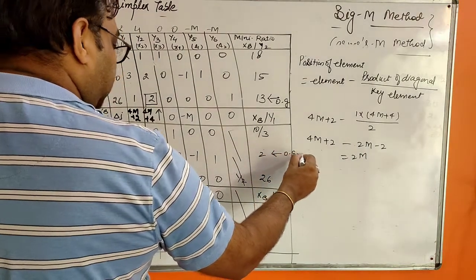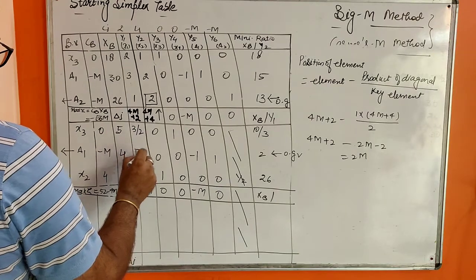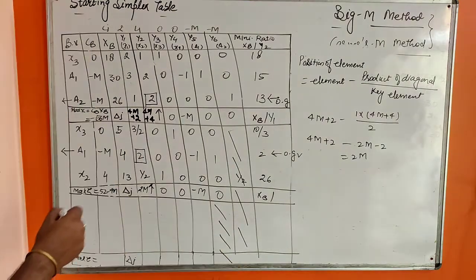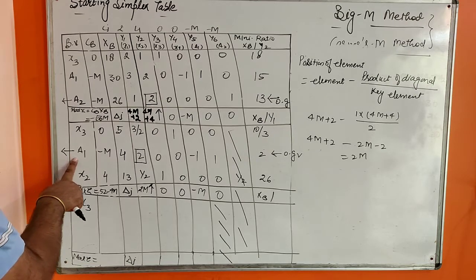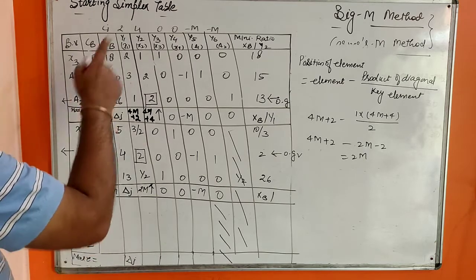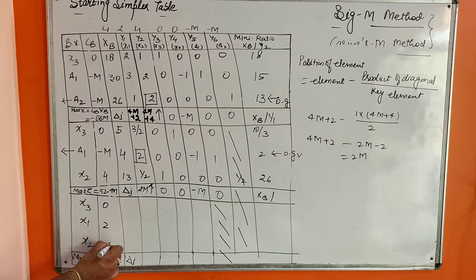So this is OGB. That is, A1 will be removed and X1 will take place, and the intersection of this ICB and OGB is key element. So put a square box on it. So now A1 is removed, so need not to calculate this A1. So moving on to the next step, X3 as it is, A1 is removed and X1 will take place and X2 as it is. The value of CB are 0, 2 and 4.